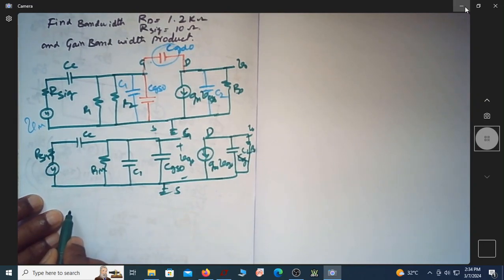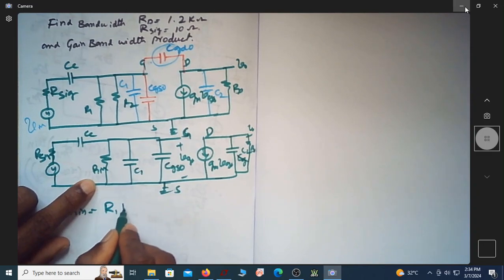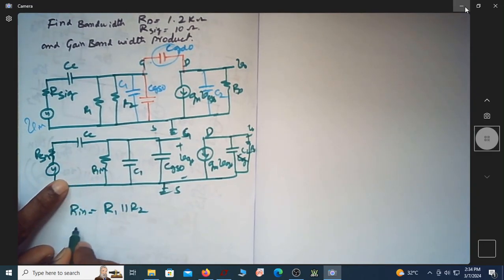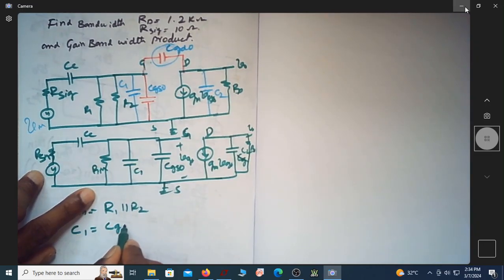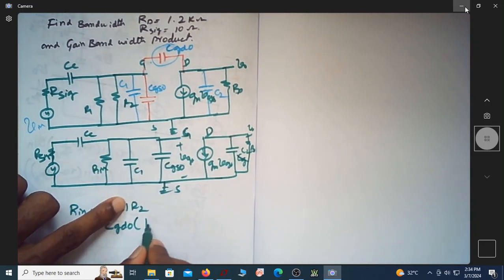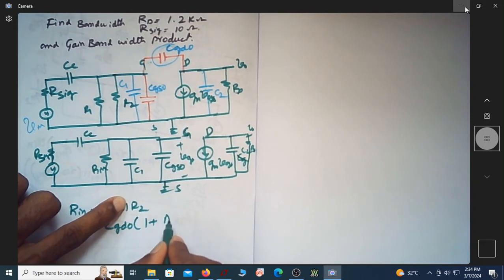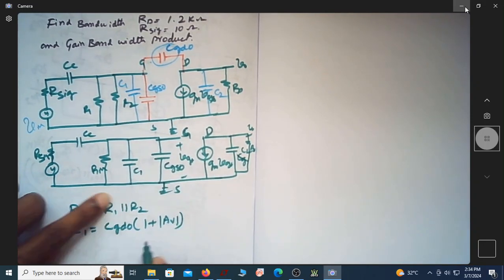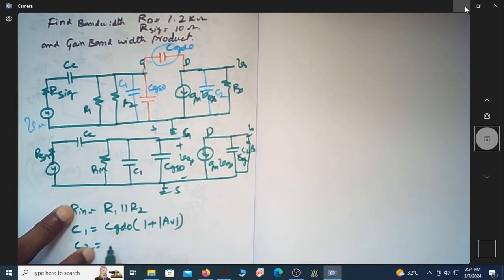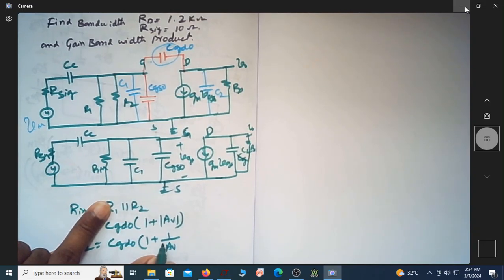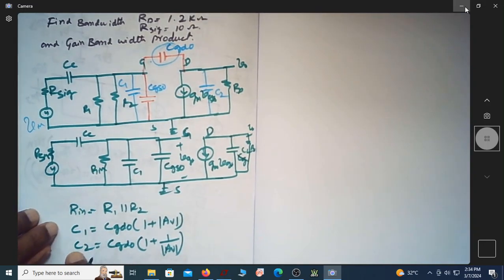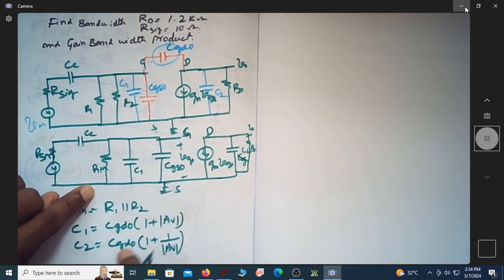So we know that R in is given by R1 parallel R2. C1 is CGDO into 1 plus AV, that is the magnitude of gain. C2 is CGDO into 1 plus 1 over the gain. This we call Miller's capacitances. So this is due to Miller's theorem.